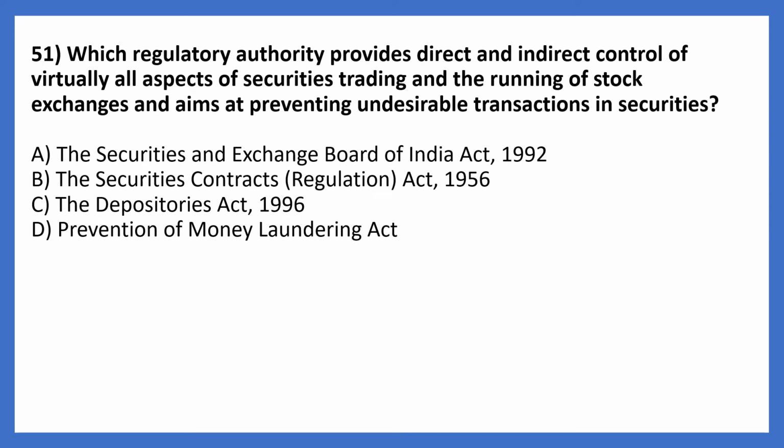Which of the following regulatory authority provides direct and indirect control of virtually all aspects of securities trading and the running of stock exchanges and aims at preventing undesirable transactions in the securities? Option A the Securities and Exchange Board of India Act 1992, option B the Securities Contracts Regulation Act 1956, option C the Depositories Act 1996, and option D Prevention of Money Laundering Act. The correct answer is option B the Securities Contracts Regulation Act 1956.